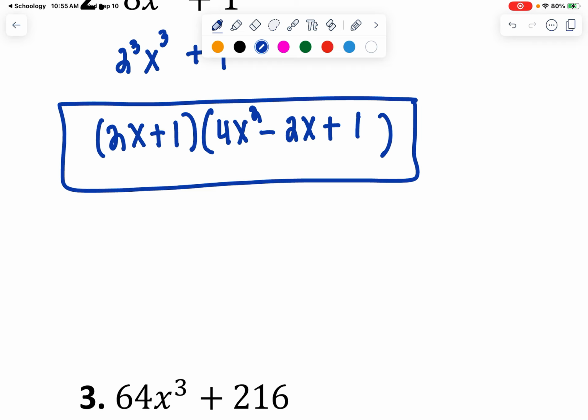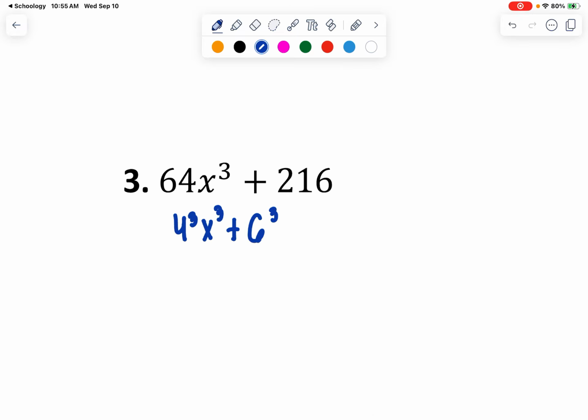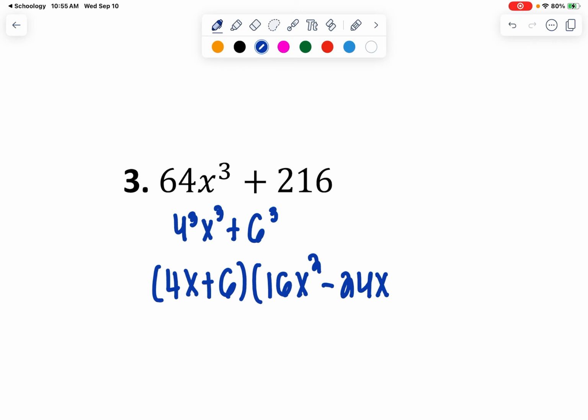All right, go ahead and pause the video and try the last one on your own. All right, how'd you do? 4 cubed x cubed plus 6 cubed. So we have 4x plus 6 times 16x squared minus 24x plus 36.